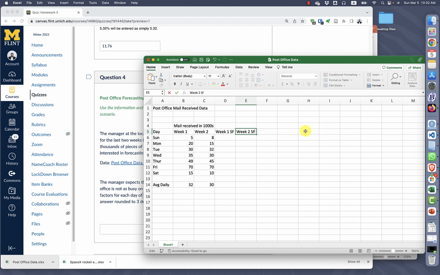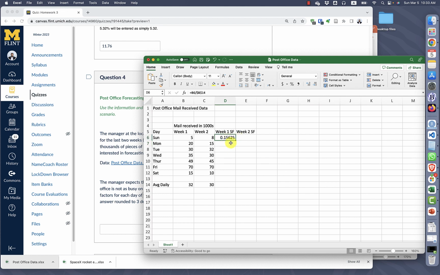Okay, and the week 1 seasonal factor, you just take the week 1 value, divide by the average value for week 1. This is where a lot of students will make mistakes. They'll calculate the average of both weeks together, which is 31, and then they will divide the 5 by 31. That is not correct. You only divide the values of week 1 by the average for week 1. And we want to put dollar signs, so when you drag the formula down, the 32 does not move down to get empty cells, it stays on 32. So we lock the red cell to 32.